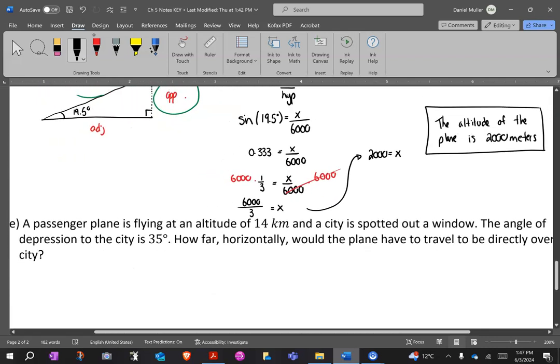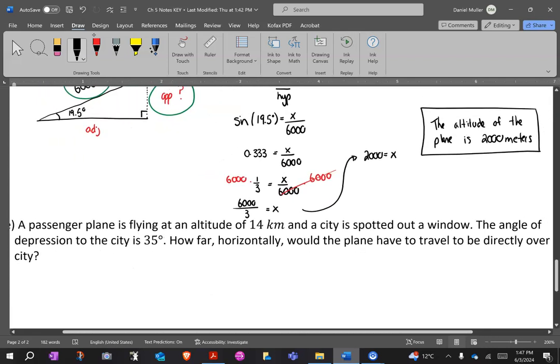So what does it say? A passenger plane is flying at an altitude of 14 kilometers. That's a pretty high altitude. Okay, so it's up in the air already. And a city is spotted out the window. The angle of depression to the city is 35 degrees.